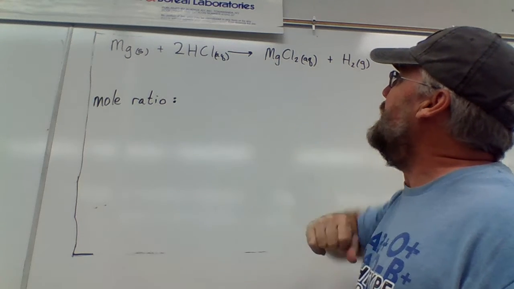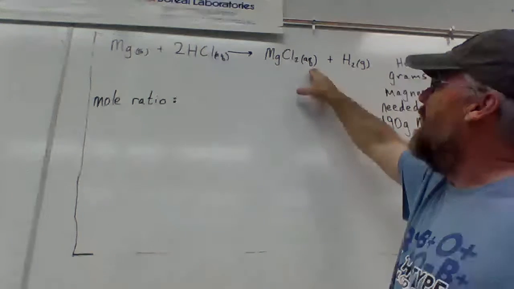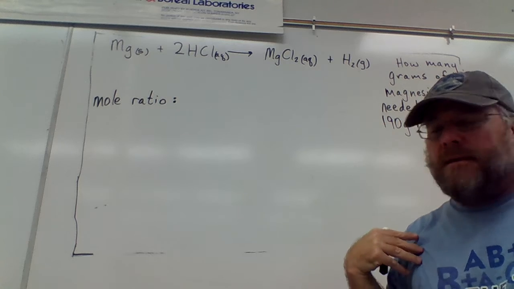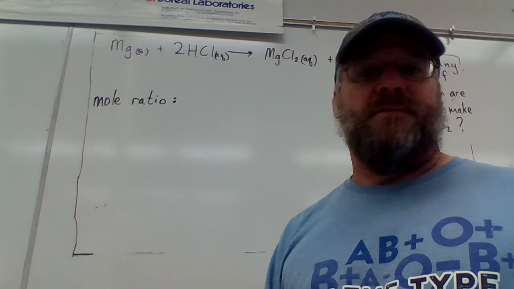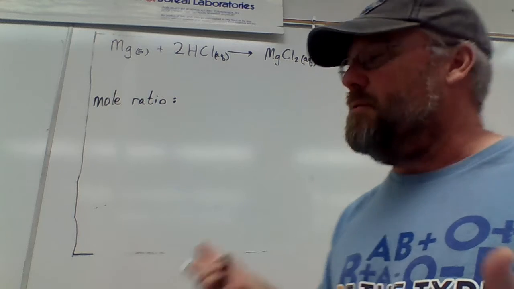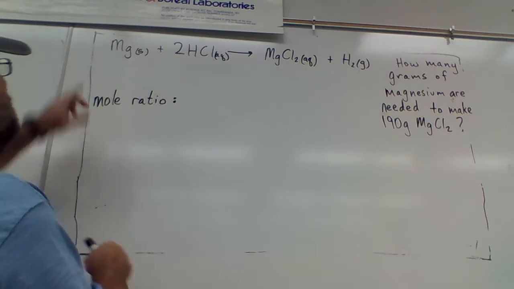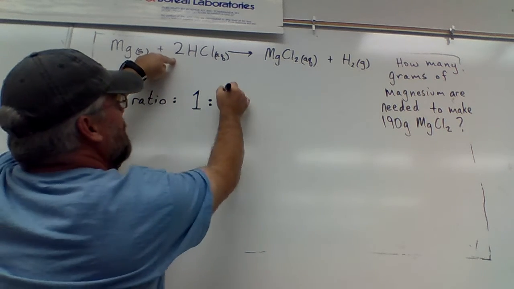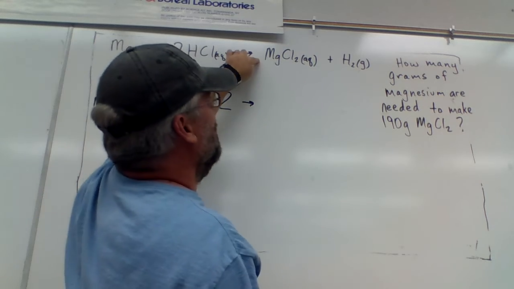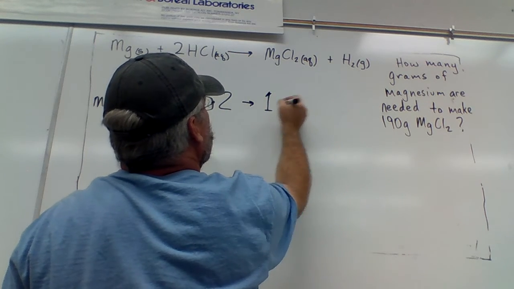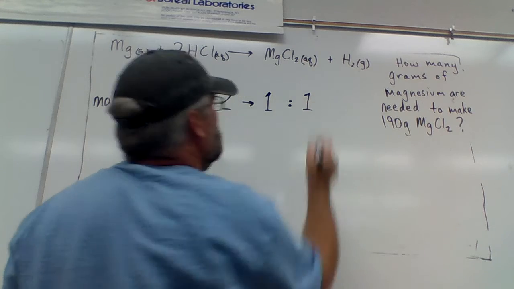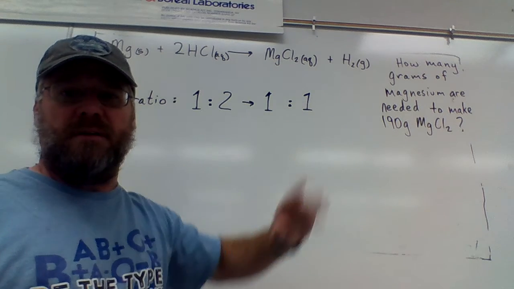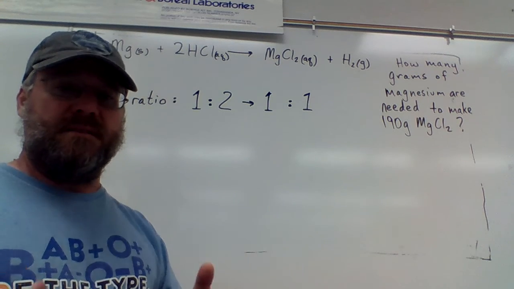But that's going to make some magnesium chloride, and that's going to be aqueous. It's going to be in solution. It's going to bubble again, this hydrogen gas. So the first thing you want to do in any one of these problems is figure out what your mole ratio is. So the mole ratio here is 1 to 2 makes 1 and 1. So again, math-wise, it doesn't make sense. 1 plus 2 does not equal 1 plus 1, but it doesn't have to because this is chemistry.